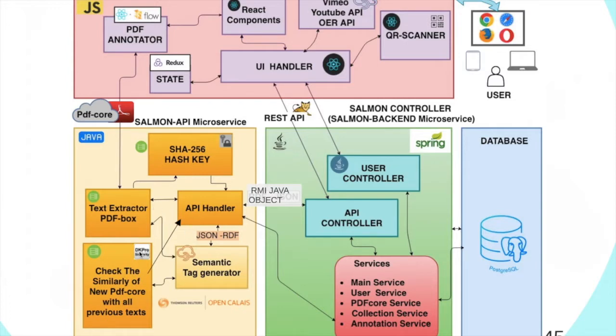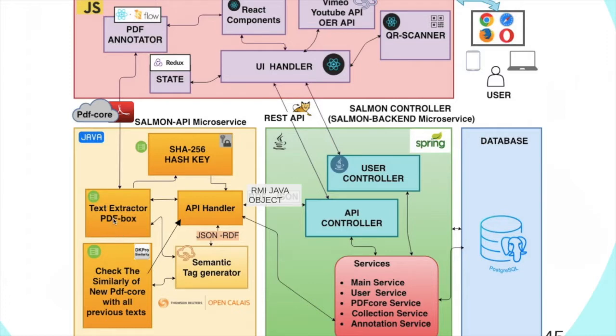And we have the API handler. At the beginning of this scenario, we have this PDF core. We render the document for a user in the front end so that the user can highlight, pin, and comment on the document.